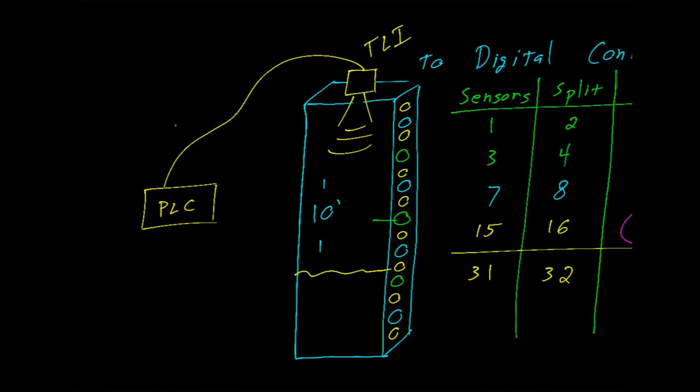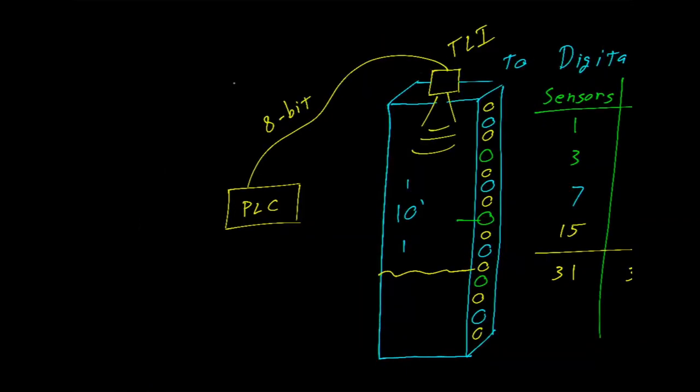Let's assume that this is an 8-bit system. If it's an 8-bit system, we have 10 feet divided by 2 to the 8th, which gives us a resolution of 10 divided by 256, or 0.0391 feet.